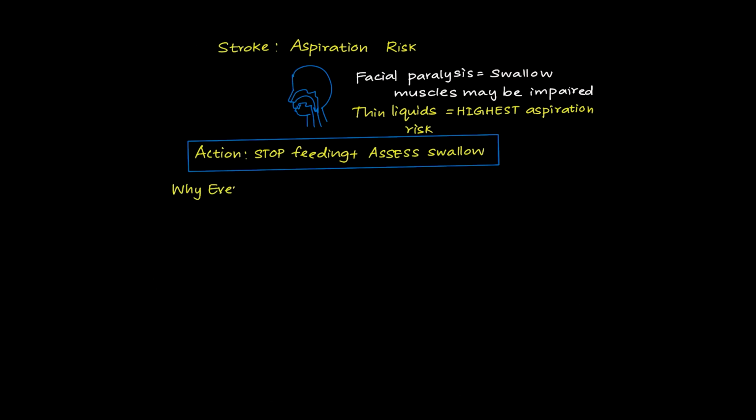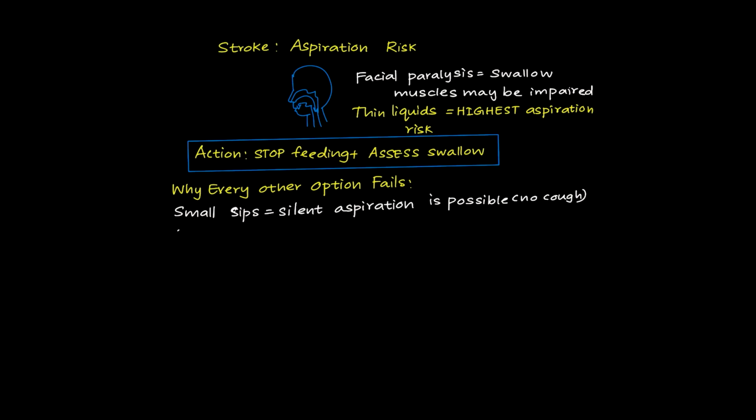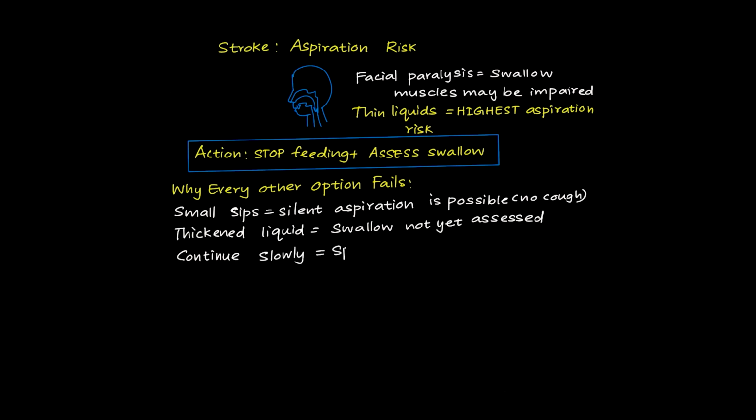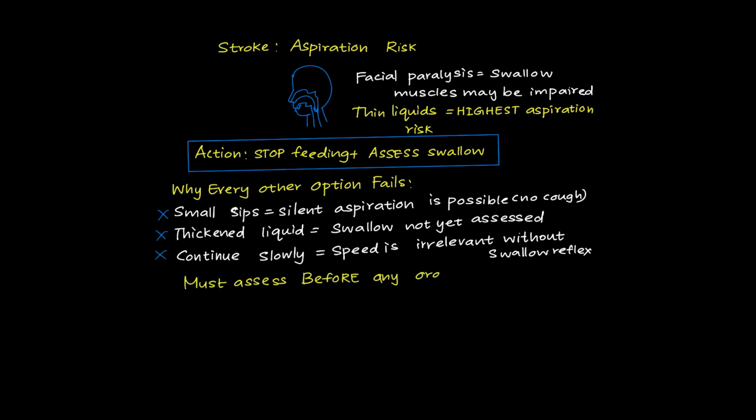Allowing small sips and monitoring for coughing is not safe. By the time you hear a cough, fluid may already be in the lungs, and some stroke clients aspirate silently without coughing at all. Replacing the straw with thickened liquid sounds reasonable, but you still haven't assessed whether the client can swallow anything safely. Telling the family to continue more slowly changes nothing. Speed doesn't matter if the swallow reflex is absent.